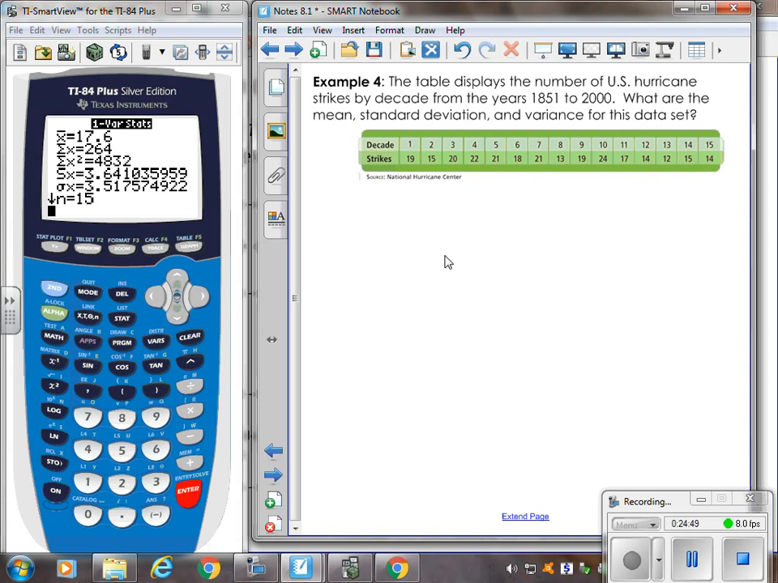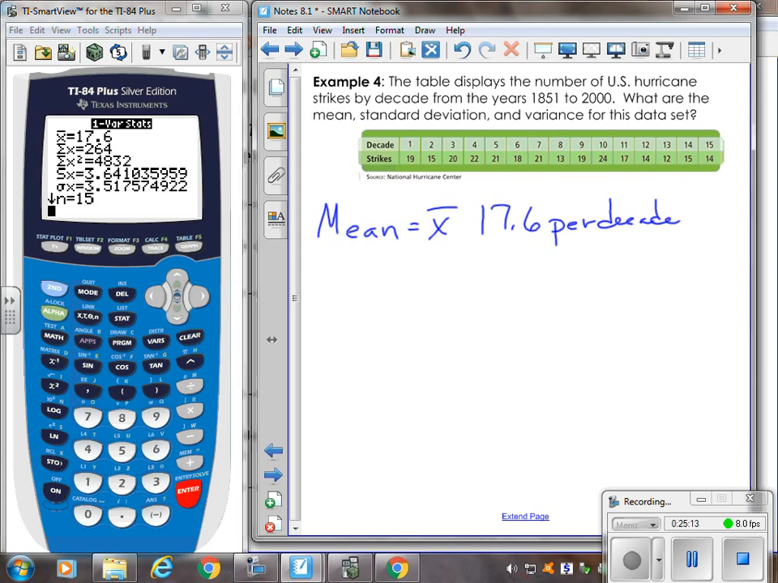So first it asked me, what is the mean? Remember, mean means X bar. That's the notation for average. So my mean is 17.6 a decade, per decade. It's not per year, is it? It's per decade.